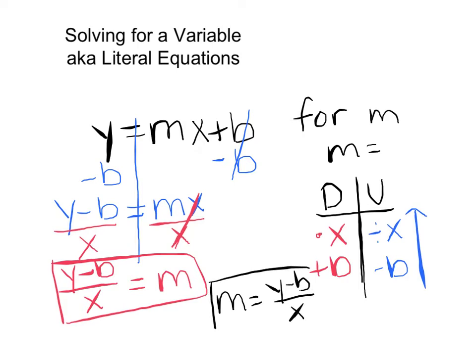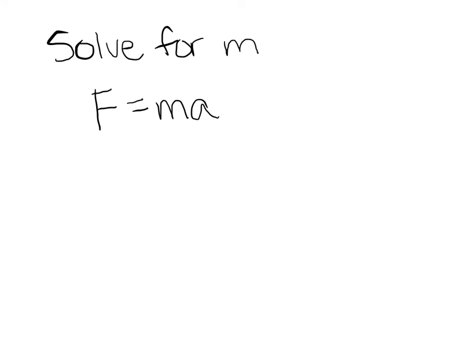Now, it is a little bit messier than dealing with numbers because more often than not you can't combine like terms. However, like I said, this is going to be incredibly useful when you are working with physics equations. So now let's look at a physics equation. We're going to solve this physics equation for m. The equation that we have is F equals ma. That's force equals mass times acceleration.